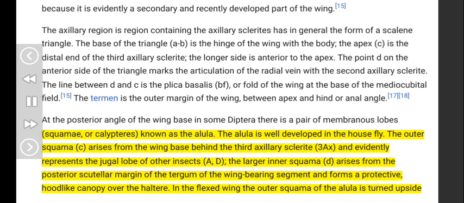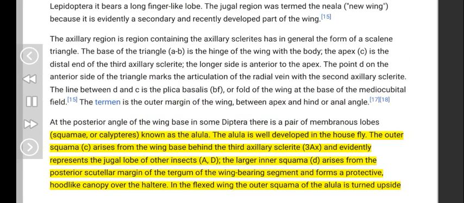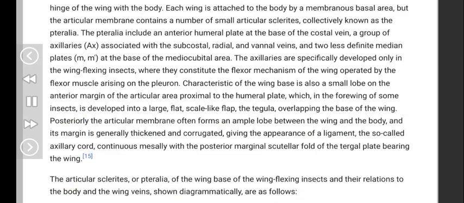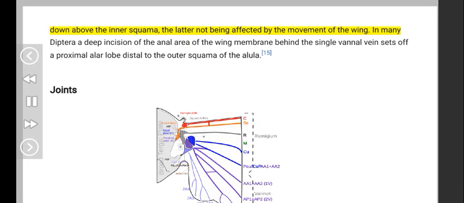The outer squama C arises from the wing base behind the third axillary sclerite, 3-ax, and evidently represents the jugal lobe of other insects. The larger inner squama D arises from the posterior scutellar margin of the tergum of the wing-bearing segment and forms a protective, hood-like canopy over the halter. In the flexed wing the outer squama of the alula is turned upside down above the inner squama, the latter not being affected by the movement of the wing. In many Diptera a deep incision of the anal area of the wing membrane behind the single vannal vein sets off a proximal alar lobe distal to the outer squama of the alula.